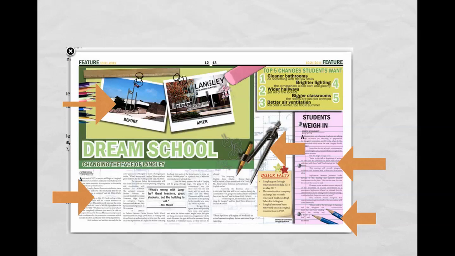Finally, can you see where the alternative copy is, or the storytelling devices? There's a couple of them. A top 5 list and a quick facts box. This page from Langley has all of the basic elements of design.